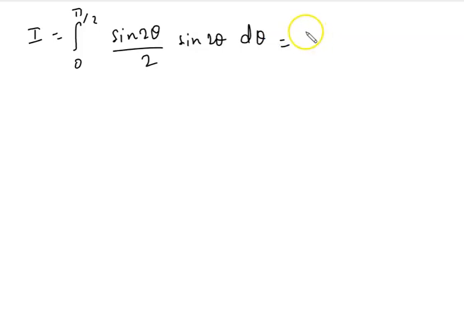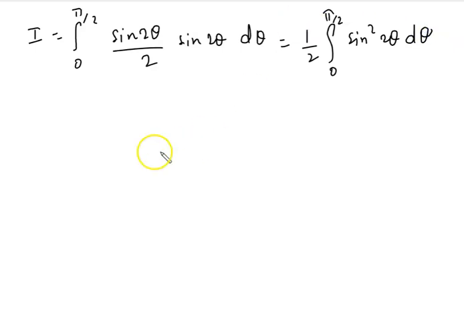So now I is equal to the integral with limit 0 to pi by 2, and it will become sine 2 theta by 2, and 2 sine theta cos theta equal to sine 2 theta, so we write sine 2 theta d theta. Now we can take 1 by 2 common, and we can write it as 0 to pi by 2 of sine 2 theta into sine 2 theta, which becomes sine square 2 theta d theta.